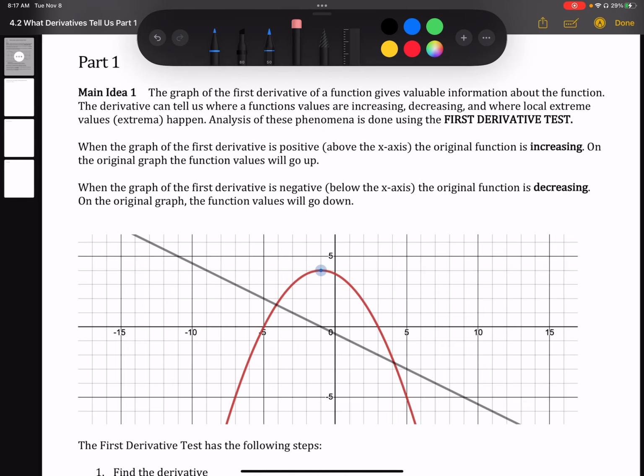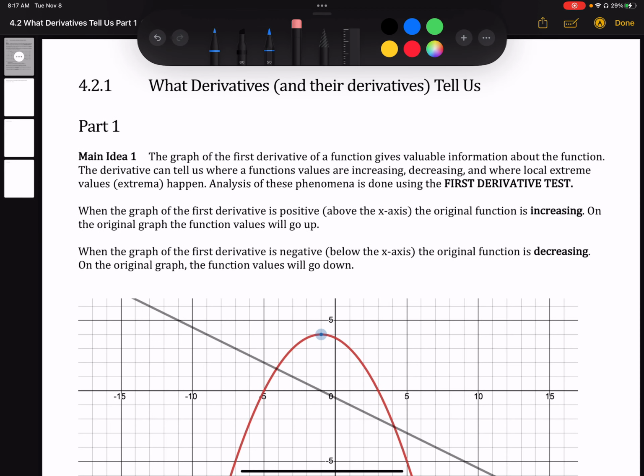Hey students, in this video we're going to talk about derivatives and what the graphs tell us. So it's a two-parter. We have a second derivative test in another video. So in part one of this section, we're going to talk about what the graph of the first derivative tells us.